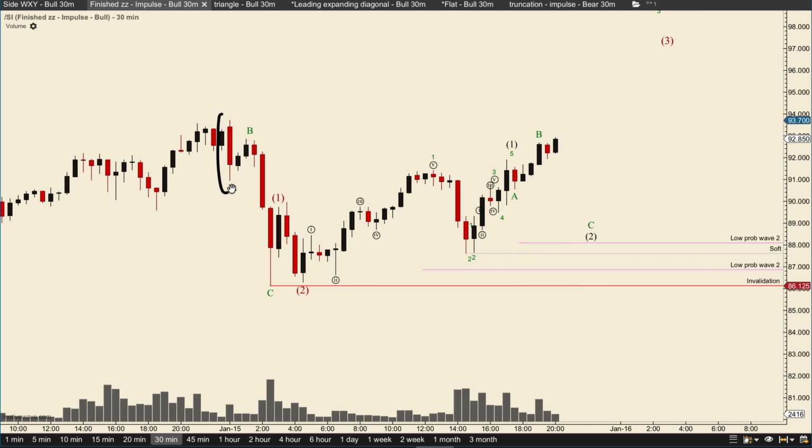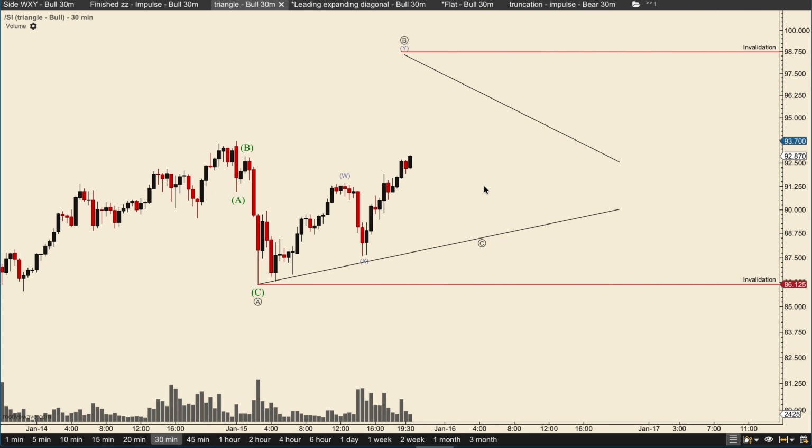So we could be done here, and then we move up. And this could also turn into something else like a leading diagonal, but we haven't got all of that information just yet. The invalidation for this scenario is taking out this, and the low probability wave 2 is if that is hit, then this scenario has an even lower probability than it already has. As I mentioned, this could morph into something else like a leading diagonal more clearly, but as of right now, it doesn't have the highest probability. But still, this scenario is looking for new highs, taking out this high.